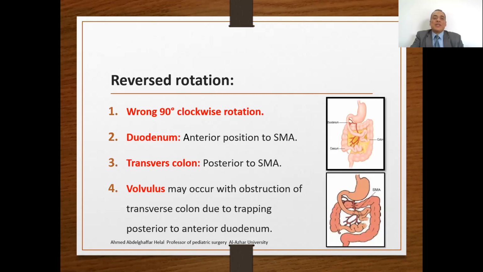The third type is reversed rotation, which means that rotation occurs in the wrong direction, 90 degree clockwise rotation. The duodenum, with its C-shape, will assume an anterior position to the superior mesenteric vessels, and the transverse colon will be posterior to the superior mesenteric vessels. This is reversal of the normal orientation of the intestine. In such cases, volvulus may occur in addition to obstruction of the transverse colon due to trapping of the colon posterior to the duodenum. So we may have incomplete rotation, non-rotation, or reversed rotation.